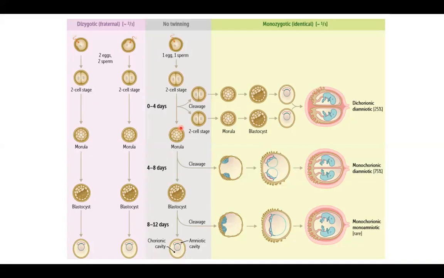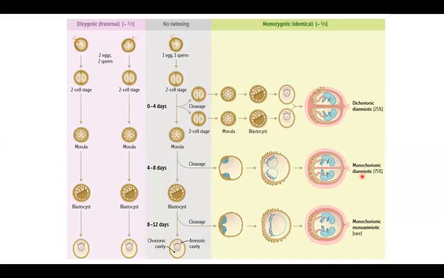However, if it goes on a little bit longer and a morula is formed, and now they're separate, now I have a monochorionic diamniotic. In other words, now they're starting to merge a little bit more, and now they share a placenta, because they divided a little bit later, so they're going to have more in common now.